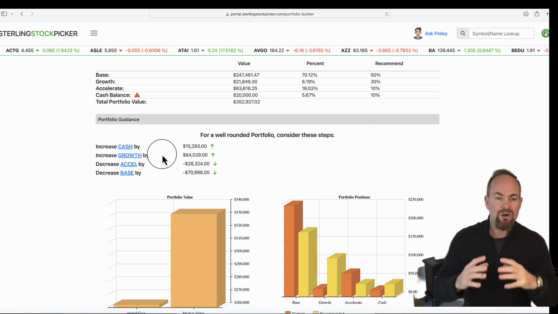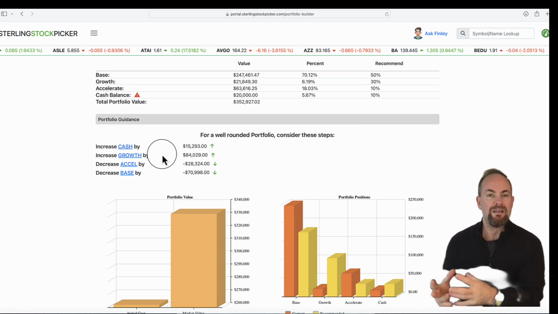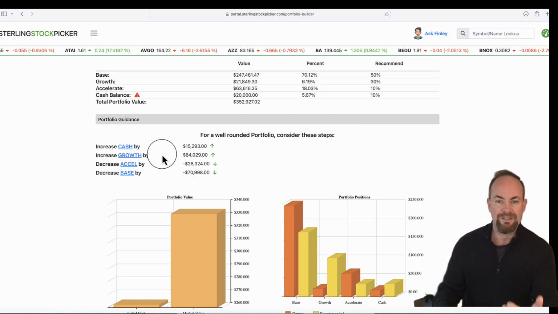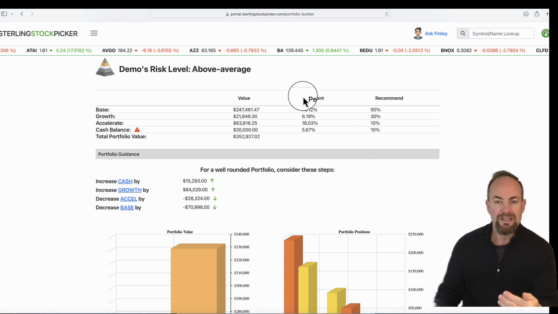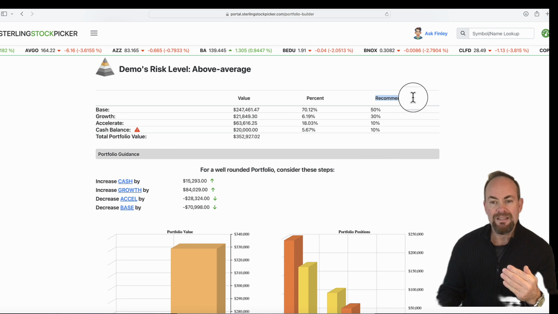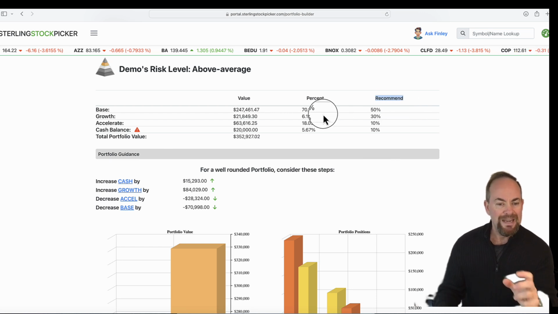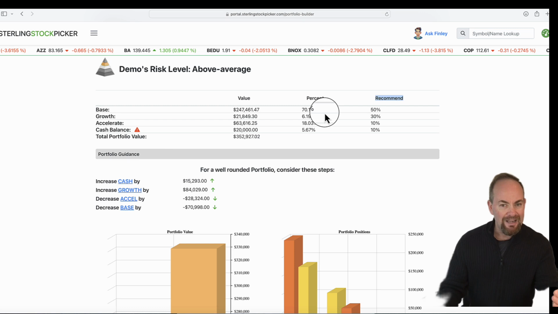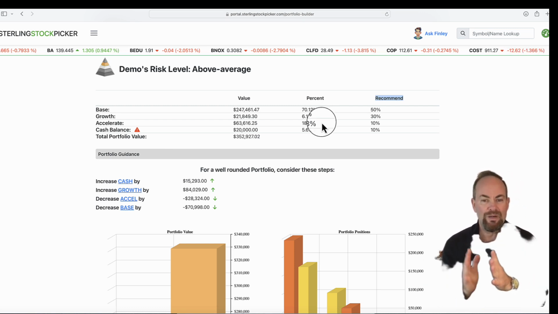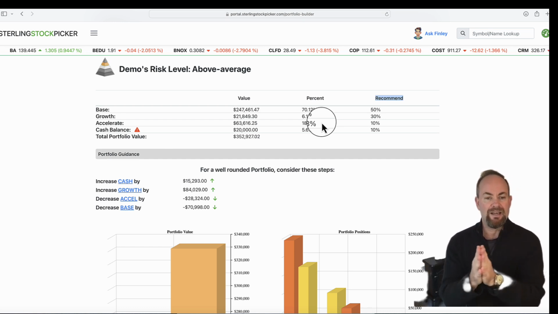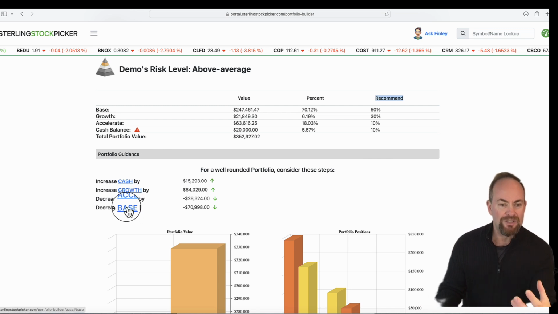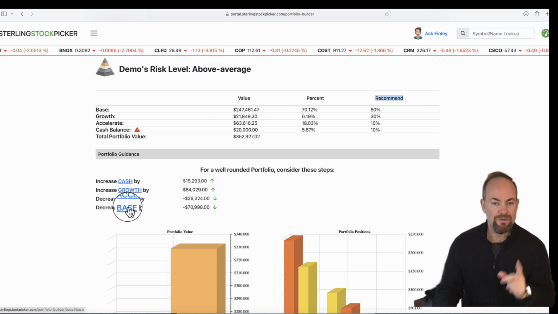Now, these are categories that are already working in the background to assist you to build a well-rounded portfolio. So currently, it shows the percentage that I have in each category and what the recommended percentage is. So it makes sense. My base is a little bit too high. My growth is too low. My cash is too high, which brings us to the next steps. So if you're wondering, how do you get to those steps? How do you decrease your base? We will show you that in one moment.